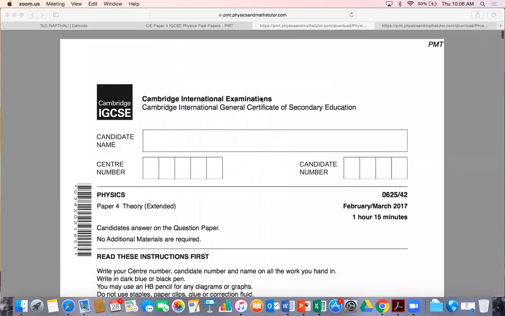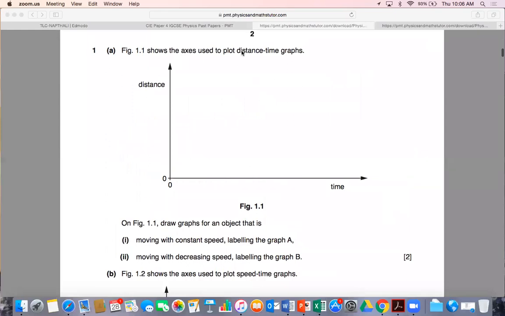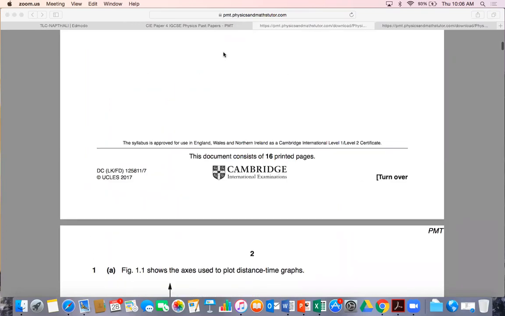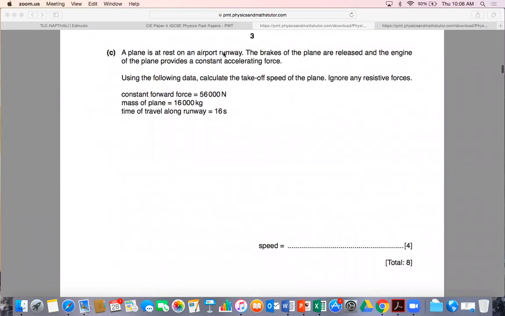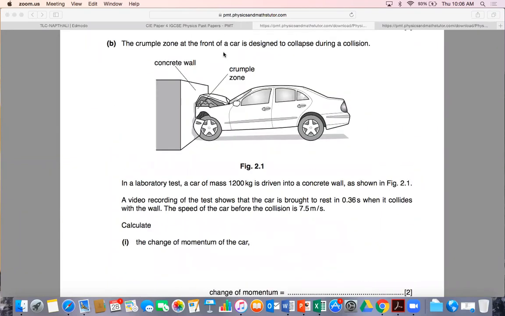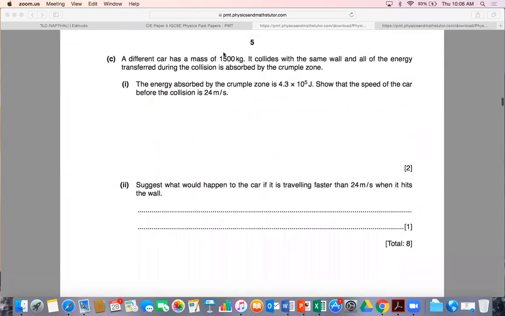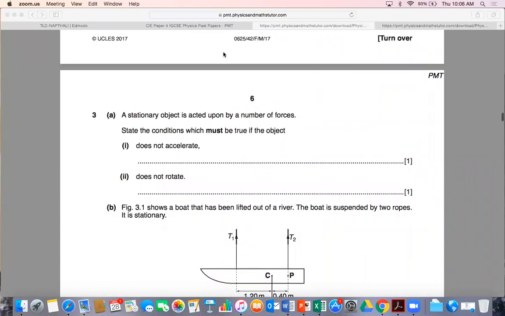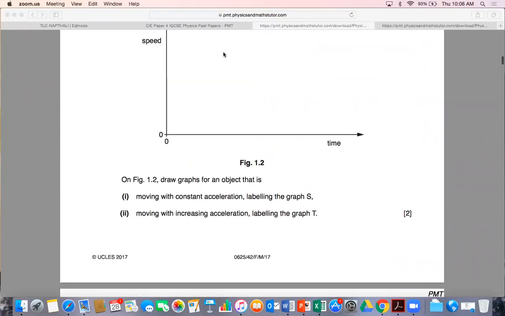So we'll do another paper, some questions as well. Have you all done this paper? Have you all done this yet? Can you see my screen? Yes. Have you done this before? I don't think so. No, I don't think so. No? No. Okay. Hello. Let's try this.